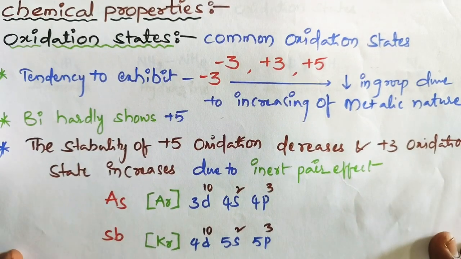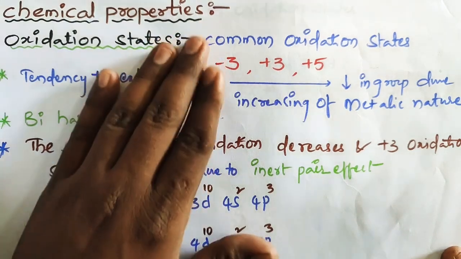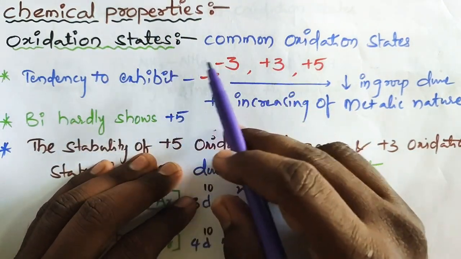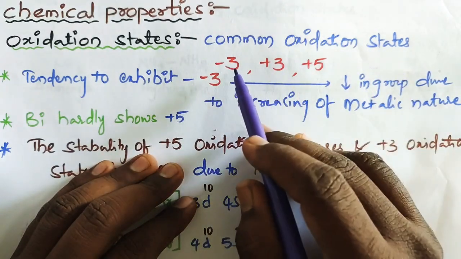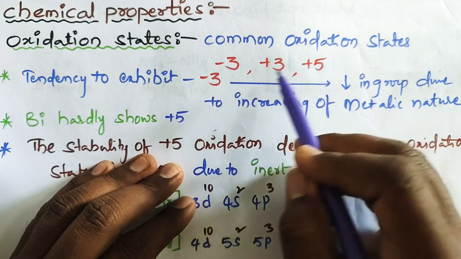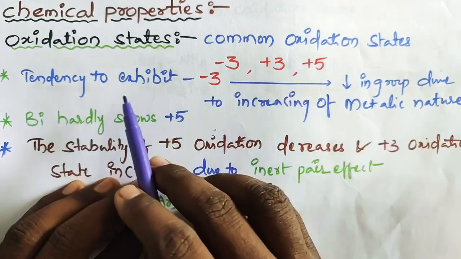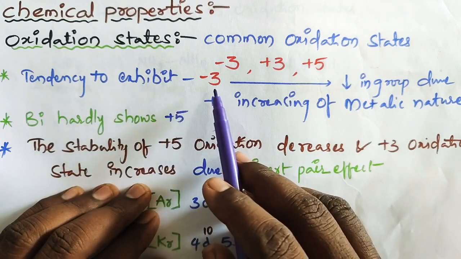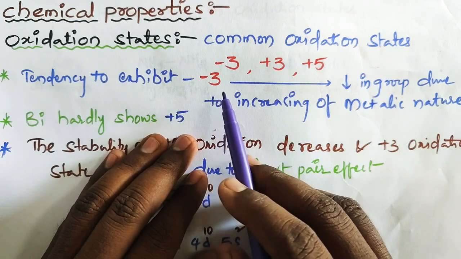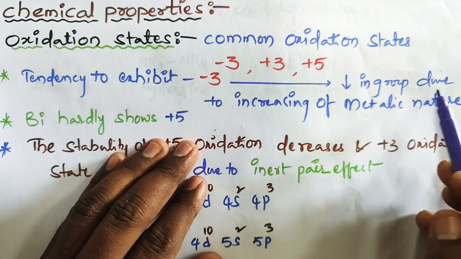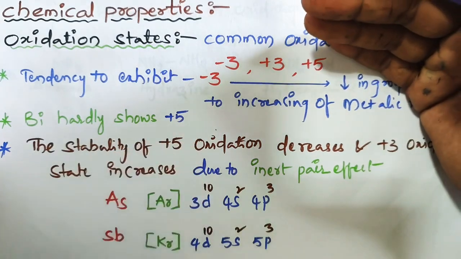Now the topic is chemical properties of 15th group elements. In that, oxidation states. These 15th group elements' common oxidation states are -3, +3, +5. These 15th group elements tend to exhibit the -3 oxidation state. This -3 oxidation state decreases in the group due to increasing metallic nature. Top to bottom the metallic nature is going to increase.